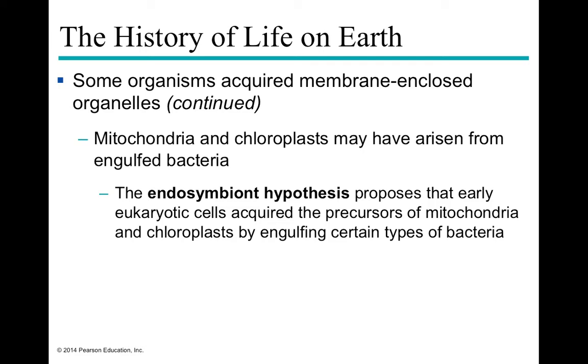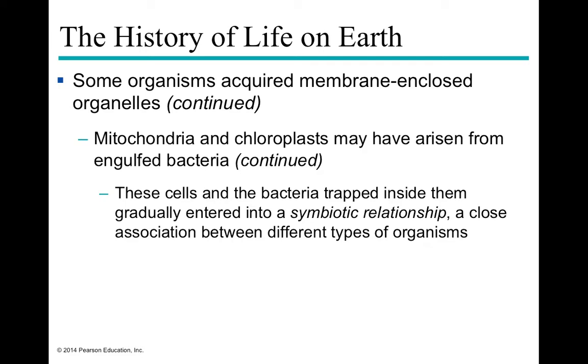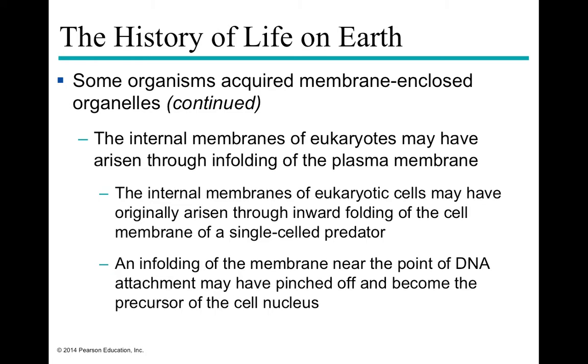So the mitochondria and the chloroplasts get the protection of the host cell, while the host cell gets either the ability to create energy by harnessing the energy from the sun and storing it in glucose molecules, or break those glucose molecules down to release that energy in the mitochondria. So this is a symbiotic relationship where both organisms benefit. And we know that mitochondria and chloroplasts are different from their host cells because they both have internal folding of their membranes that are very different from that of the eukaryotic cell.